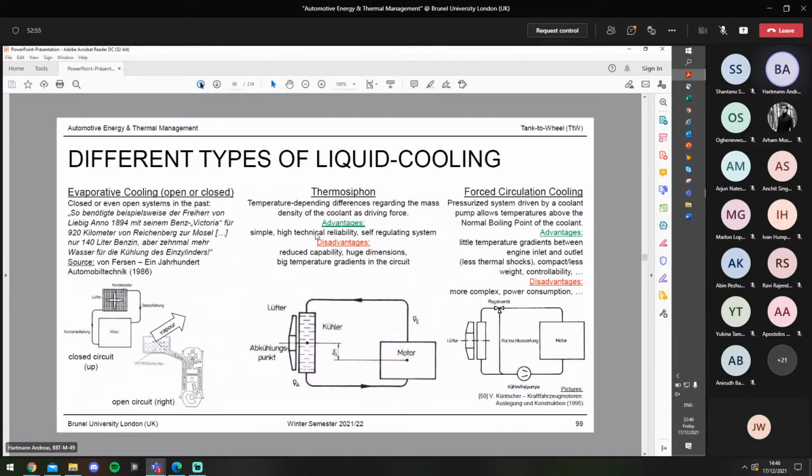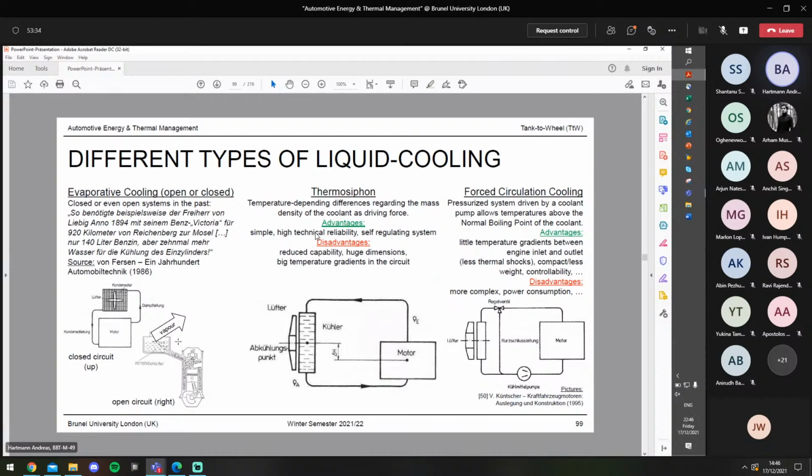On the next slide, you can then see the different types of liquid cooling. In the very beginning, more than 100 years ago, evaporative cooling was applied. This was not a sophisticated coolant circuit with a pump and so on, but actually the engine block, the cylinder head, was just filled with water, which then evaporated during operation.